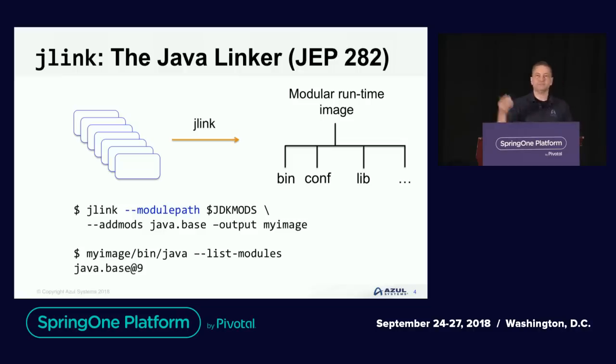When you run that, you will find a directory structure that looks exactly like the JDK. Almost. There's one slight difference, but I won't go into that. So you've got a bin directory, a lib directory, a conf directory, and so on. You can then go into that directory, run the java executable in the bin directory, and say list modules, and it will tell you it's only got java.base. That's not very much use unless you want to do something like printf hello world.